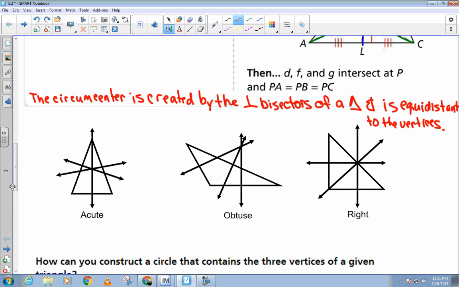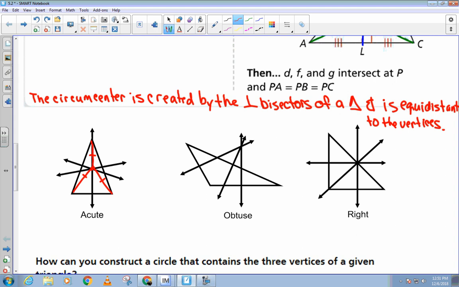Here are some examples of three different ones. This is an acute triangle. In an acute triangle, you draw all three perpendicular bisectors. I didn't label it, but each one of those is a perpendicular bisector. Then the circumcenter is going to be inside the triangle, and each one of those distances is the same.